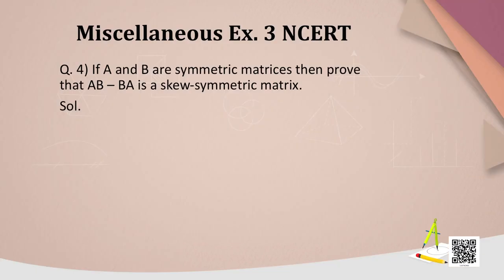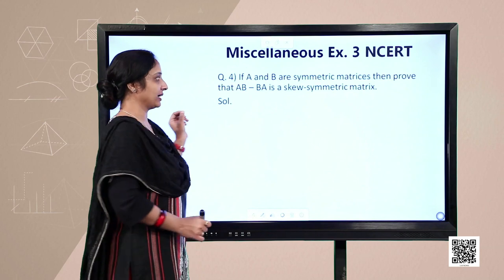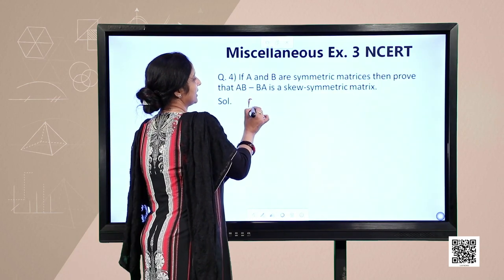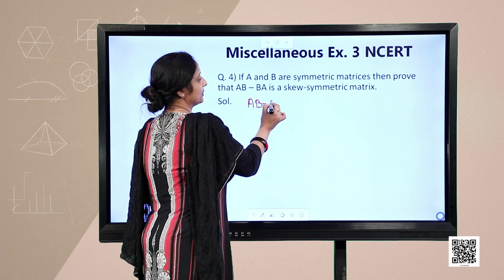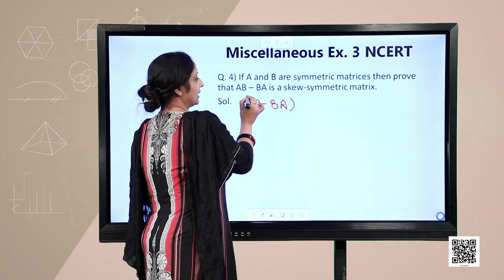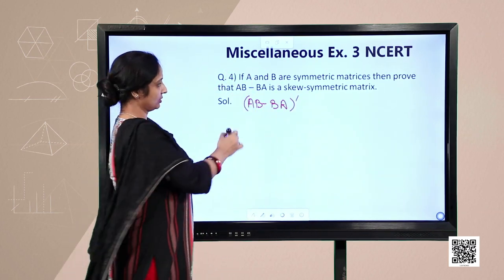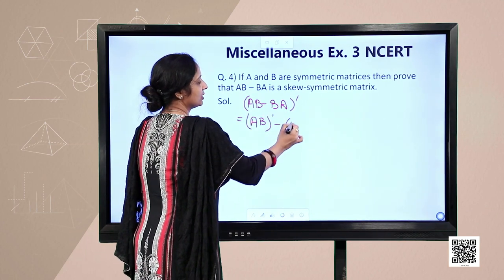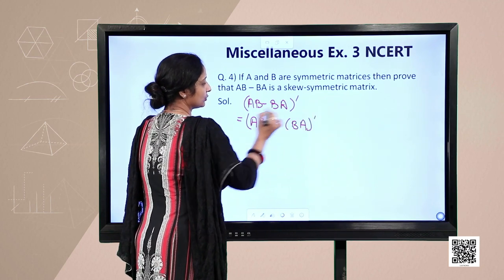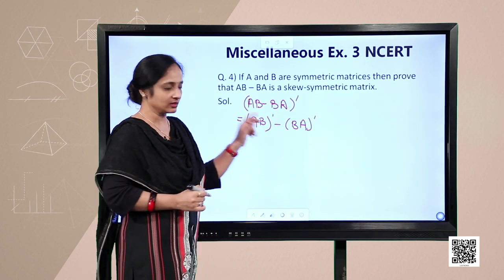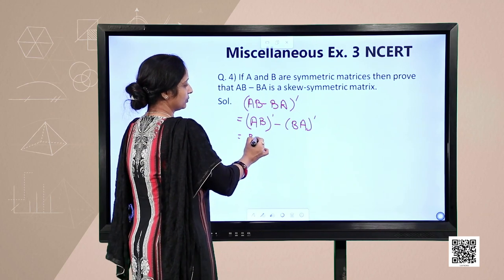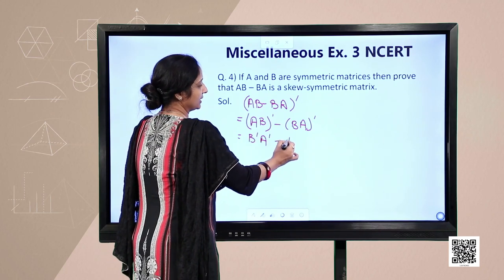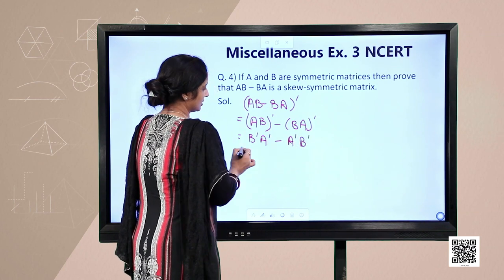Let's do one more question. A and B are symmetric matrices, then show that AB minus BA is a skew symmetric matrix. How will you show that? So let's take AB minus BA and take its transpose. Solve it. We can write (AB) transpose minus (BA) transpose. You remember the law of reversal? So we can write it as B transpose A transpose minus A transpose B transpose.